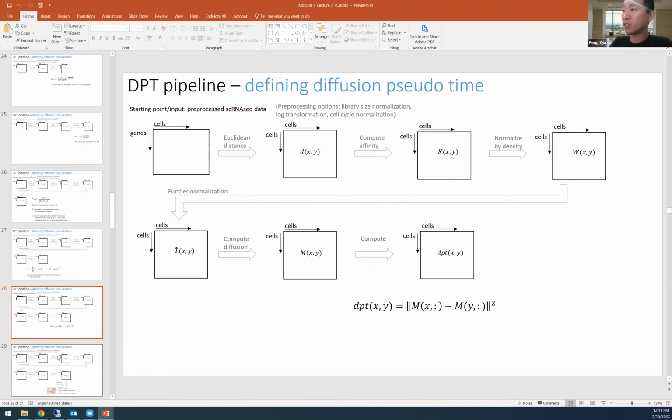So in the DPT definition, x is the index of a cell, y is the index of another cell, right? So when x equals y, you're just looking at the distance between one cell versus itself. And of course, that DPT distance should be 0. Okay, so here, maybe I should just change all the x's and y's to i and j so that it better represents that they are not continuous value variables. These are just indices. Oh, okay, that's fine. Yeah.